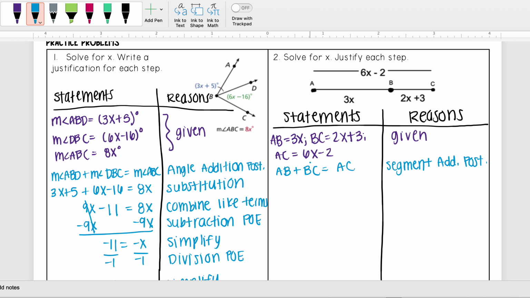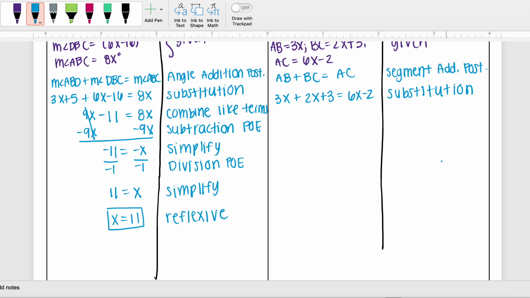That's going to be really similar to what we did before. So now I need to substitute in my value. So AB is 3x, BC is 2x plus 3, and then AC is 6x minus 2. And again, I can do that by substitution. I'm just substituting in what those values are equal to. Okay, go ahead and pause the video. I want you to complete this proof. When you think you have it, go ahead and press play.